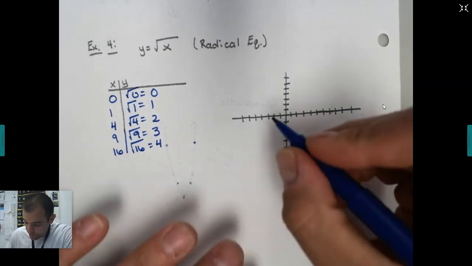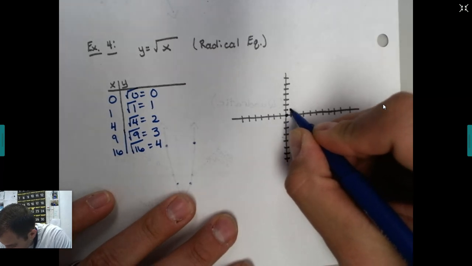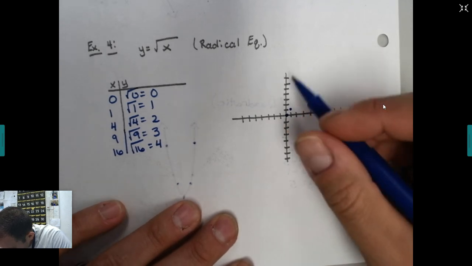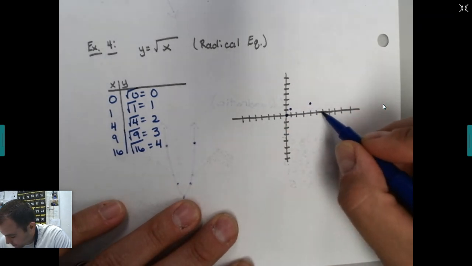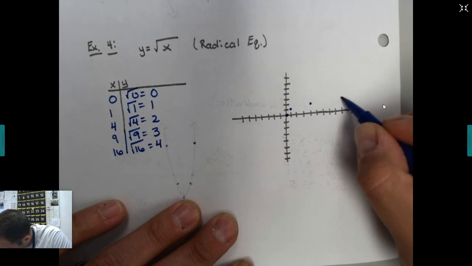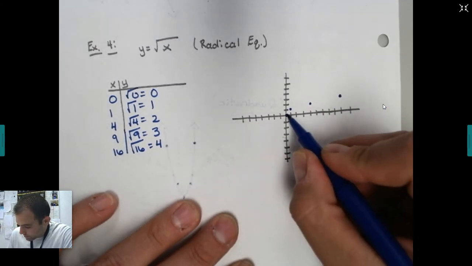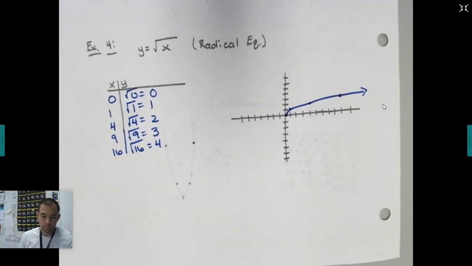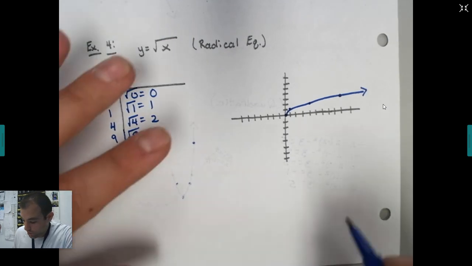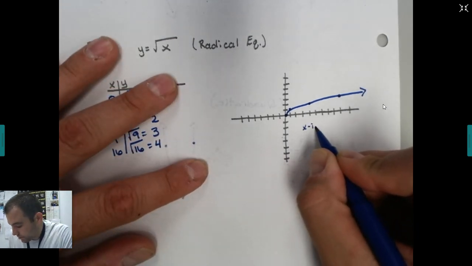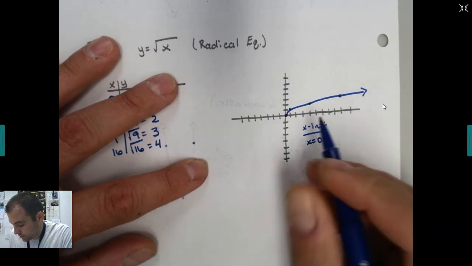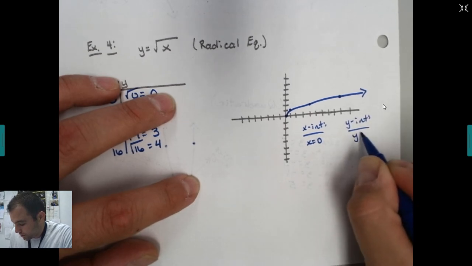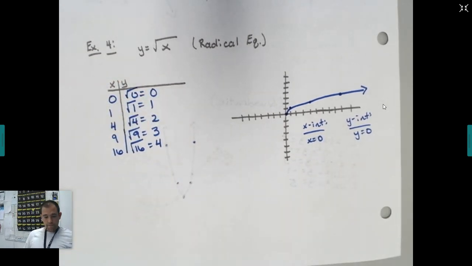All right? So then we just graph it. 0, 0. 1, 1. 4, 2. 9, 3. And I don't have enough room for 16, so I'm just not going to worry about it. There's the graph. So the x and y intercepts: x crosses at 0. So does y. Crosses at 0. All right?